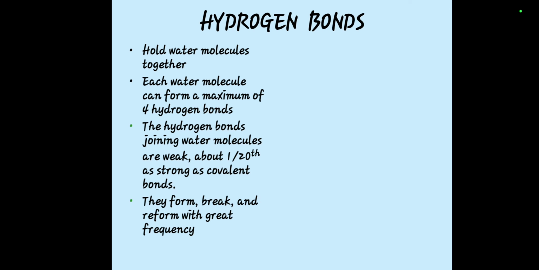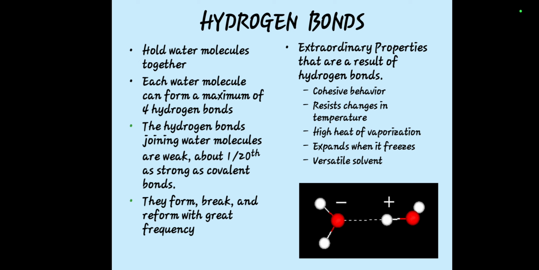Okay, let's proceed. Since I've been mentioning the hydrogen bond, it is very, very important in water, because it involves the sharing of opposite charges. Hydrogen bonds hold water molecules together. Each water molecule can form a maximum of 4 hydrogen bonds. The hydrogen bonds joining water molecules are weak, about 1 in 20th as strong as a covalent bond, so they form, break, and reform with great frequency. That's why the hydrogen bond is very important in water, because the compatibility between the opposite charges is the process of the hydrogen bond.